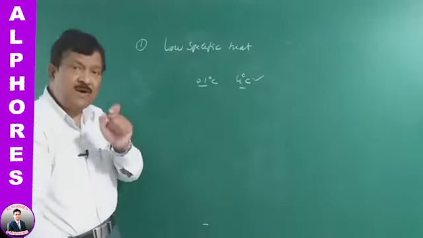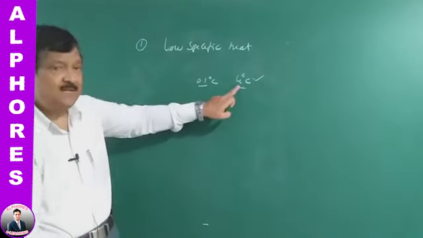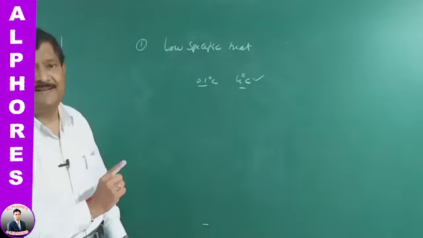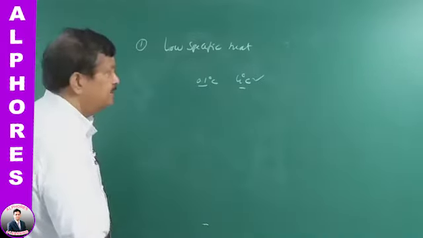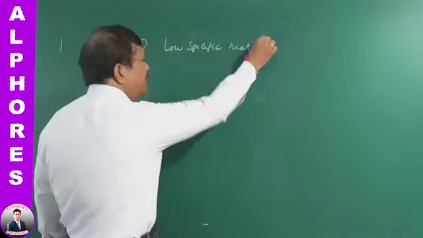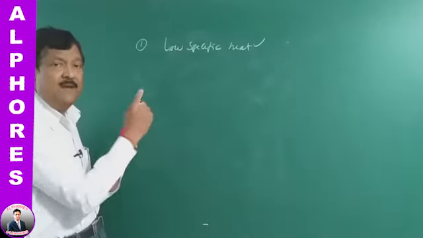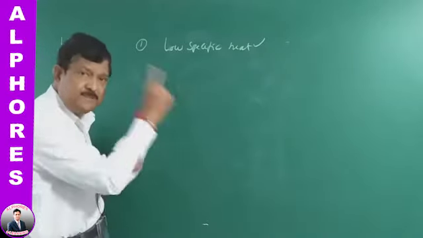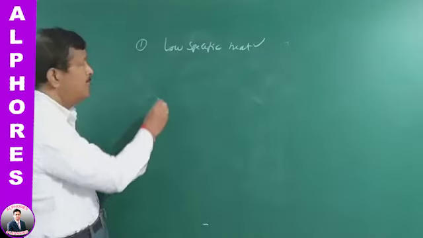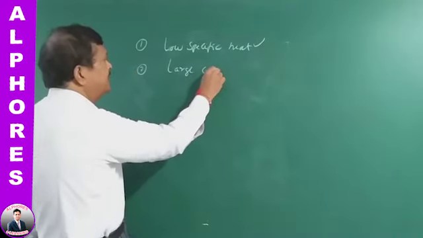That means when you supply the same amount of heat, here the change in temperature is very small, and here the change in temperature is large. This is because of what is called low specific heat. Mercury has low specific heat, and this should be one property of a thermometric liquid. Remember, a thermometric liquid must have low specific heat, and mercury has that low specific heat. That's the first importance. Number two, it has large conductivity.